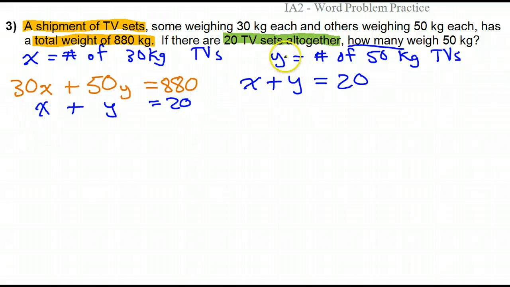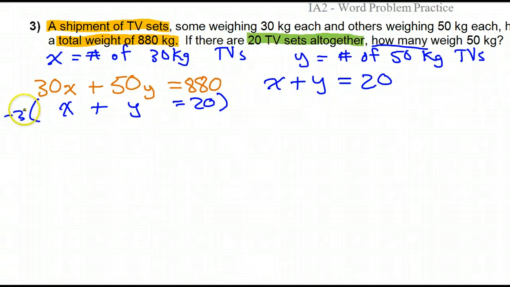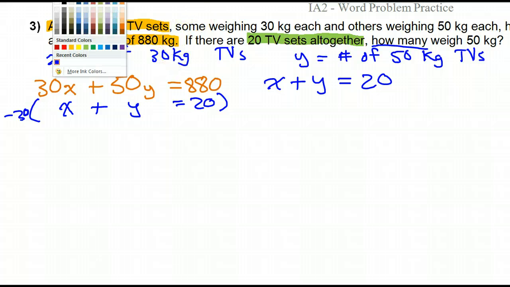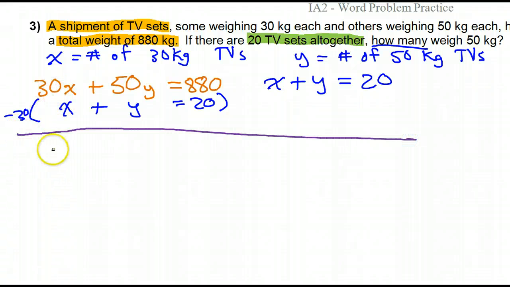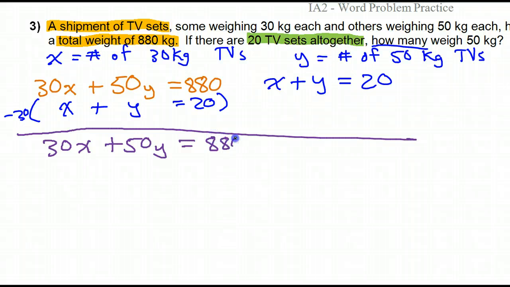All right, so eventually I want the Y, so I'm going to cancel out the X's by multiplying this by negative 30. Whoa, that's off camera. Let me bring it over. So if I multiply this by negative 30, then let's see what we get. Okay, I feel like I need to recopy. Alright, so look, the original equation up top here was 30x plus 50y is equal to 880.